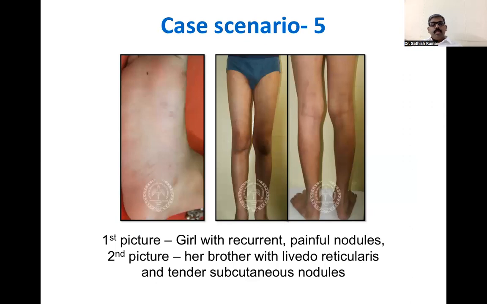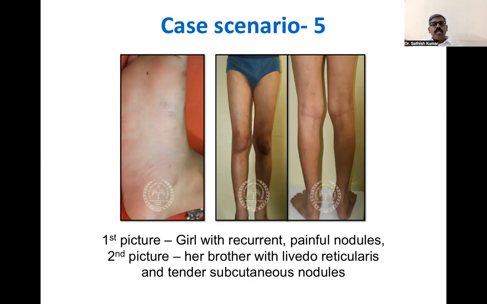This is my fifth case. So here is a picture: the first picture is a girl with recurrent painful nodules, which you can see, which were there in the body and the extremities. And the second picture is her brother. He also developed livedo reticularis like skin rash and tender subcutaneous nodules. The biopsy was consistent with medium vessel vasculitis, suggestive of polyarteritis nodosa.